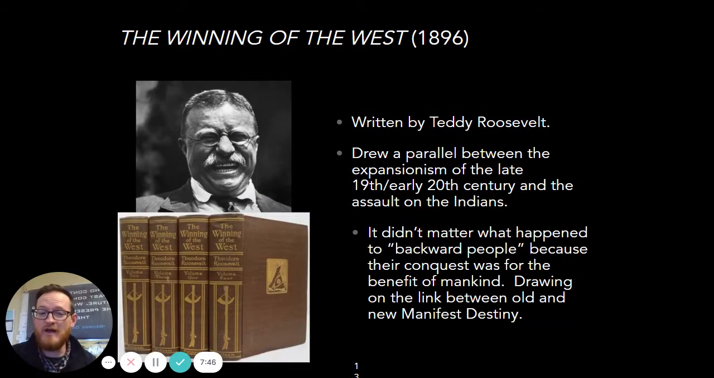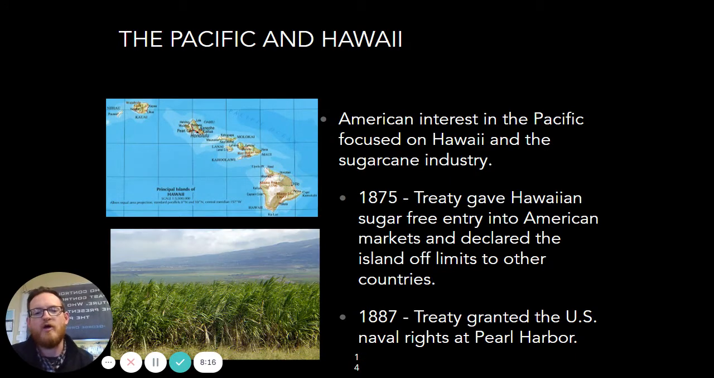Also, Teddy Roosevelt wrote in 1896 The Winning of the West. He would draw a parallel, saying, hey, look how we expanded out and look how we moved the Indians out of the way. We can also do the rest around the world. He also said in there that it didn't really matter what happened to backward people because their conquest was for the benefit of mankind. So he's drawing that link between manifest destiny and this idea of imperialism, moving out of the country and taking other places.